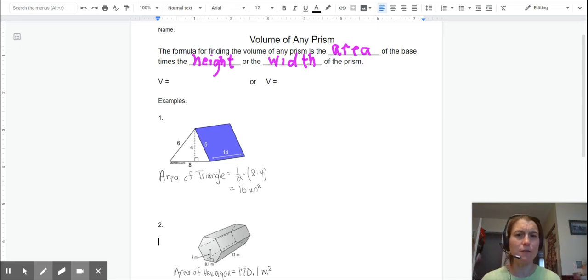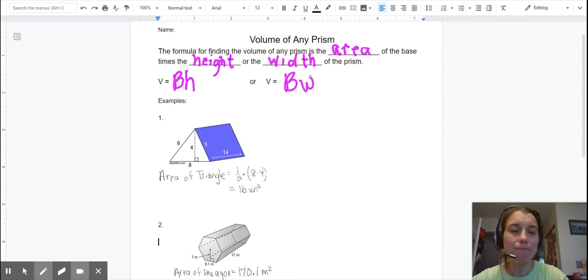So I'll show you that on these figures. So you might see the formula one of two ways. Either you'll see it here as big B H, where big B stands for the area of the base and H the height of the prism, or you might see it as big B W. They're both saying the same thing. They're just calling the one dimension that we need that's not on the base either the height or the width. So let's try a couple of these problems.